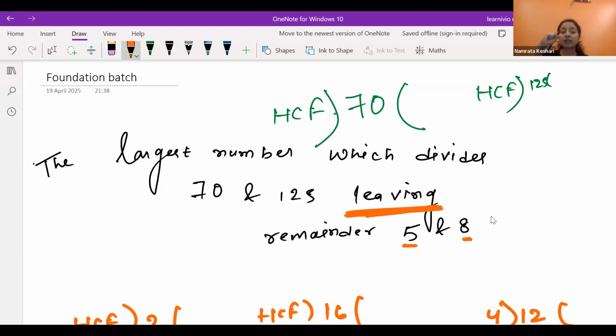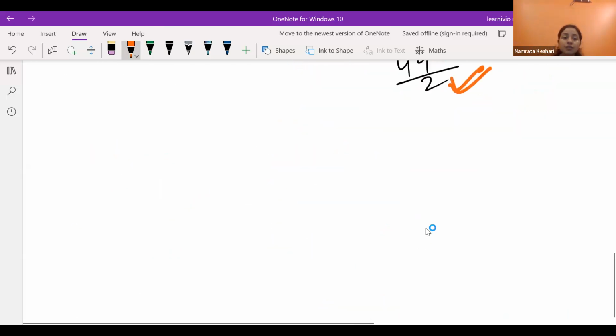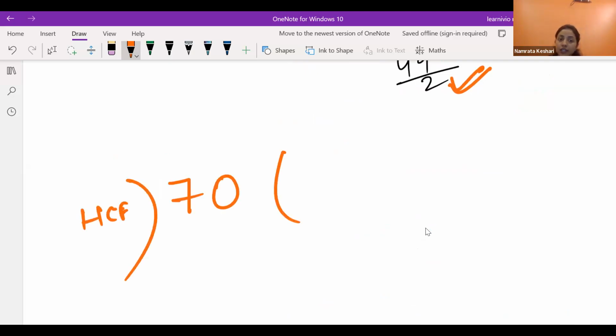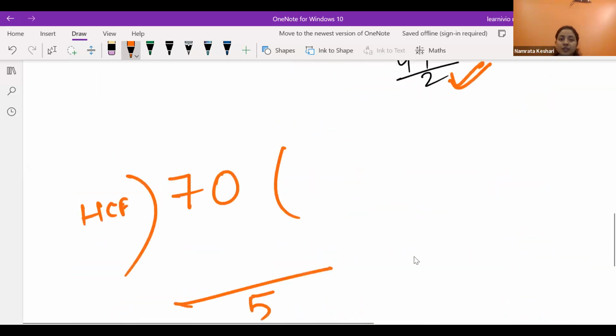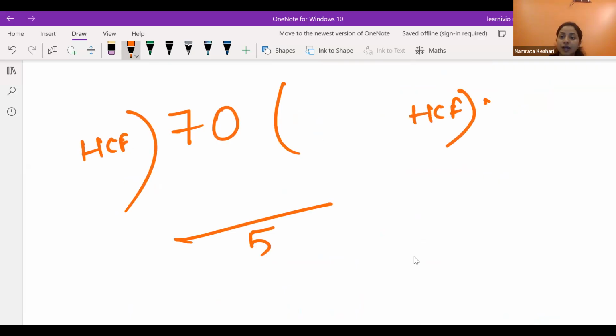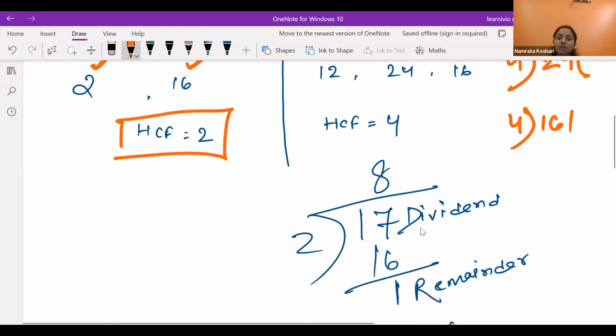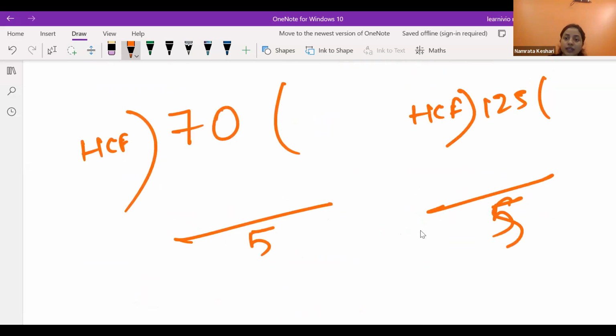We want, let me write it this way, when we divide 70 by a certain HCF or whatever, we need the remainder 5. And the same case we want to see when we divide 125 by the same HCF. Sorry, not 5. Let me check what was there. 8. Okay, 5 for the first number and 8 for the second number. Getting it, Rayan and Ritvika?